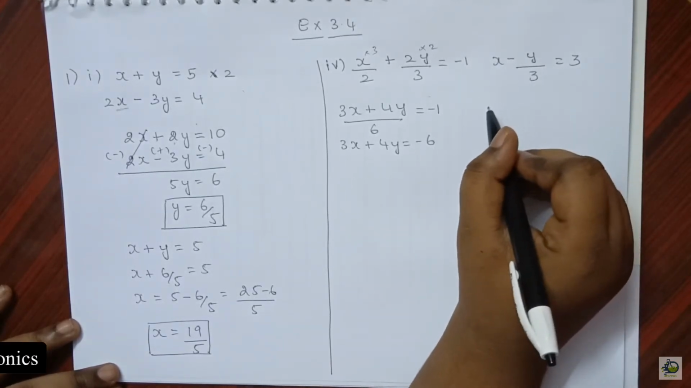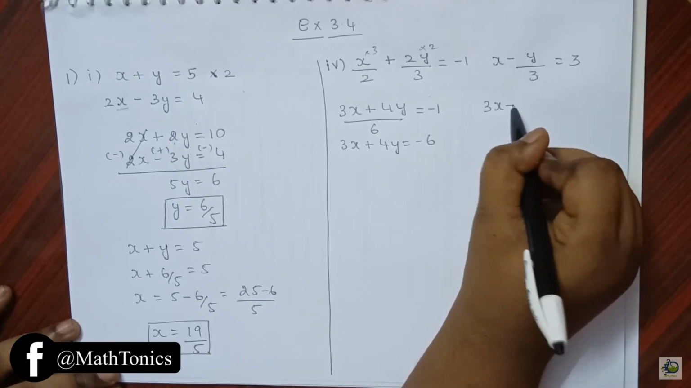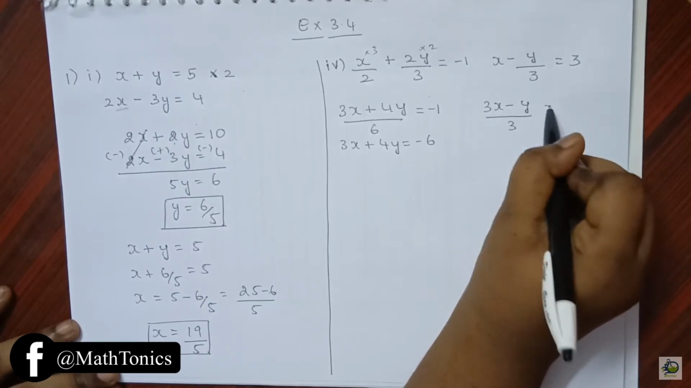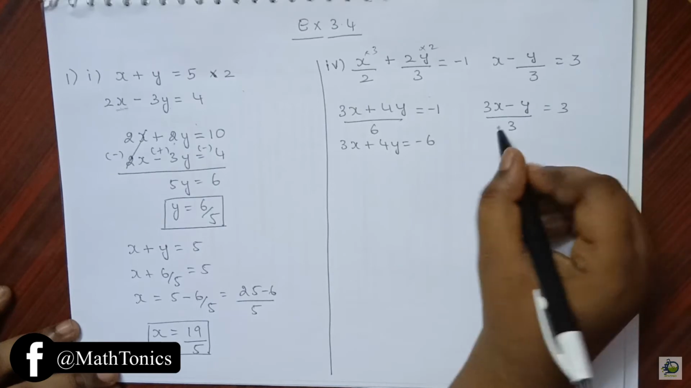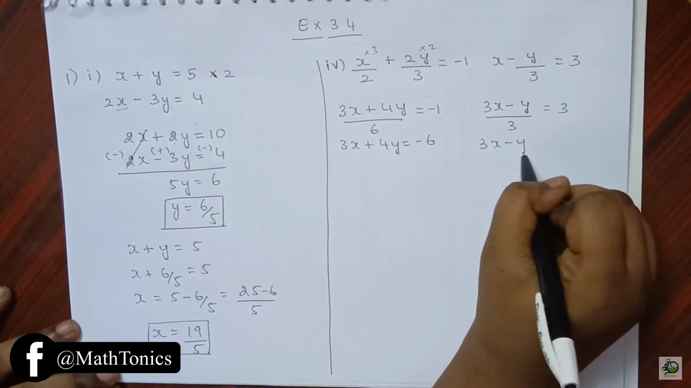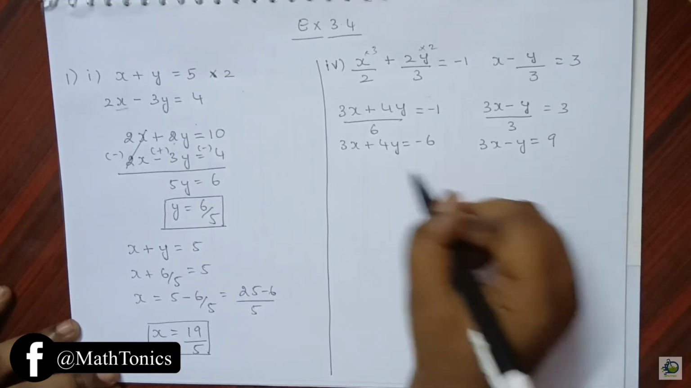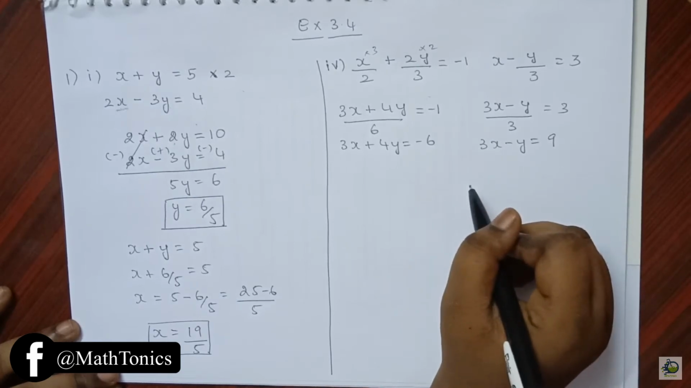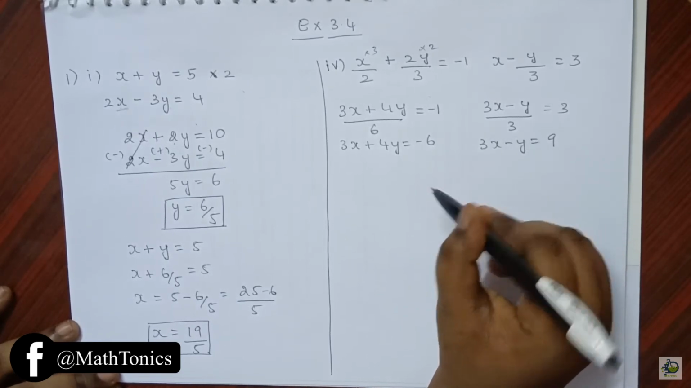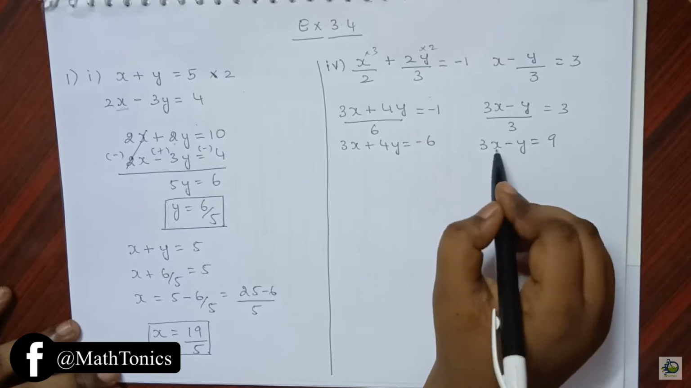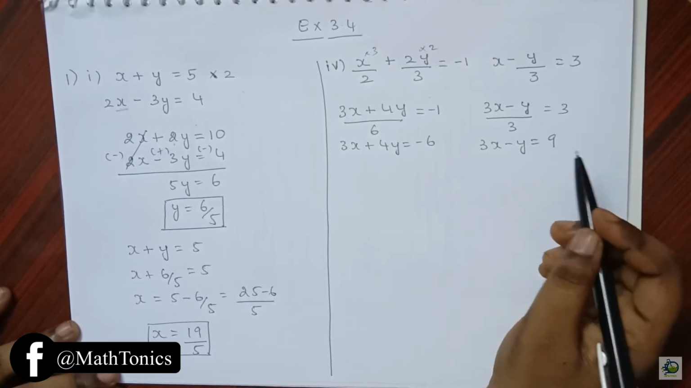Here similarly, when I take the LCM, I will be getting (3x minus y) by 3 equal to 3. So when I bring this 3 here, I will be getting 3x minus y is equal to 9. So these are the two equations I am getting. Now what I have to do is subtract. I can directly subtract because the coefficient of x is already the same.